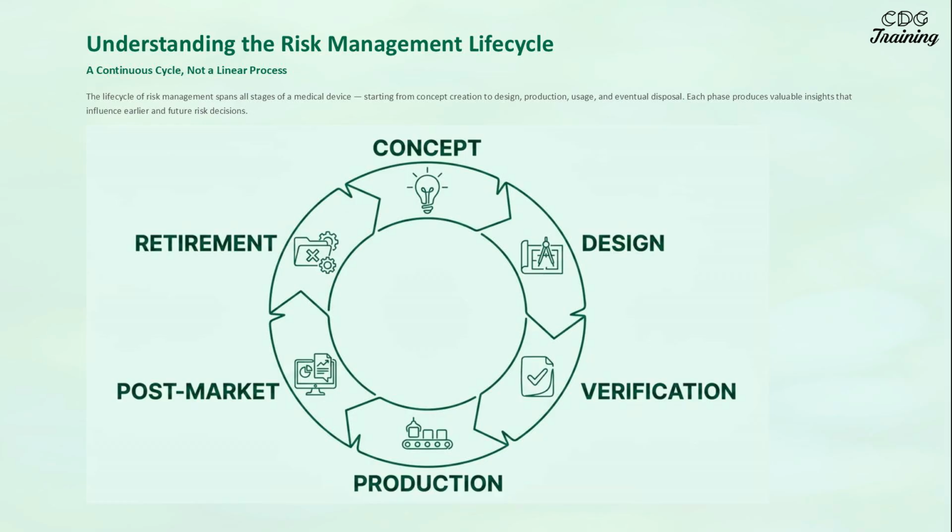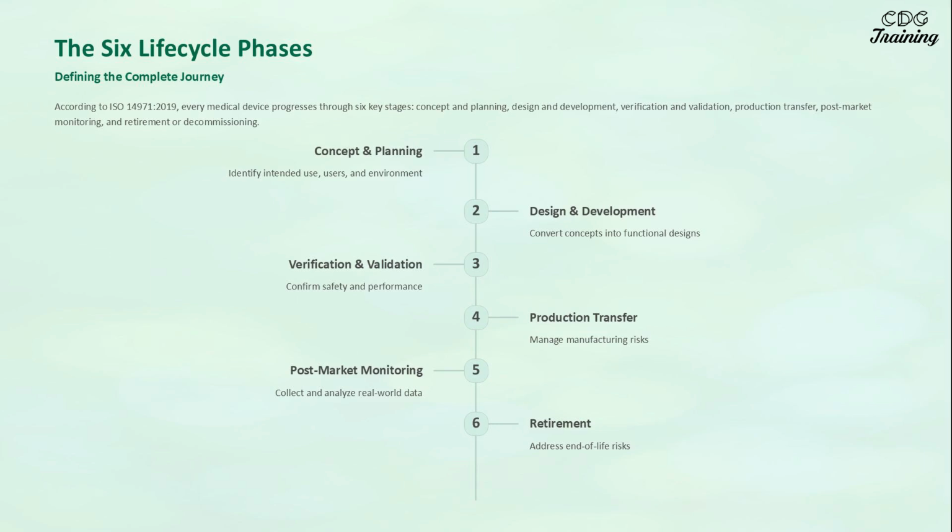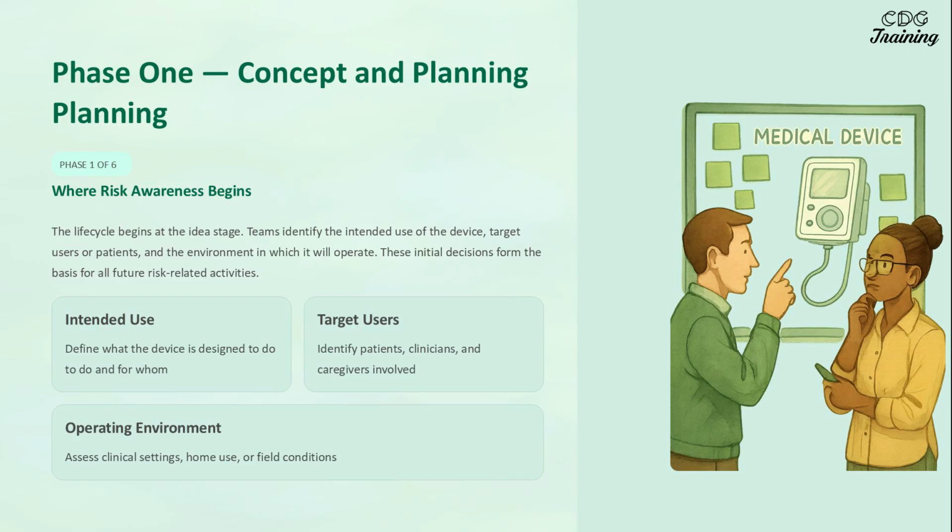Each phase offers valuable insights that influence safer and more informed risk decisions. According to ISO 14971-2019, every medical device progresses through 6 key stages: concept and planning, design and development, verification and validation, production transfer, post-market monitoring, and retirement. The lifecycle begins at the idea stage, where teams define the device's intended use, target users, and operating environment. This foundation is crucial for all future risk-related activities.